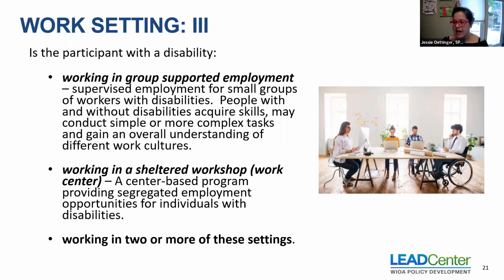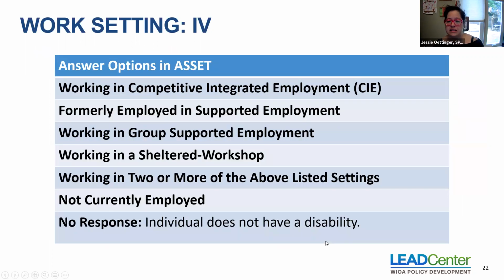Some things that would trigger that would be that they're making wages that are less than minimum wage or less than an industry standard, and that they're with other people with disabilities and not interfacing in an integrated environment. So some of those things might trigger that this is actually a sheltered work or work center experience. All right, so next slide.